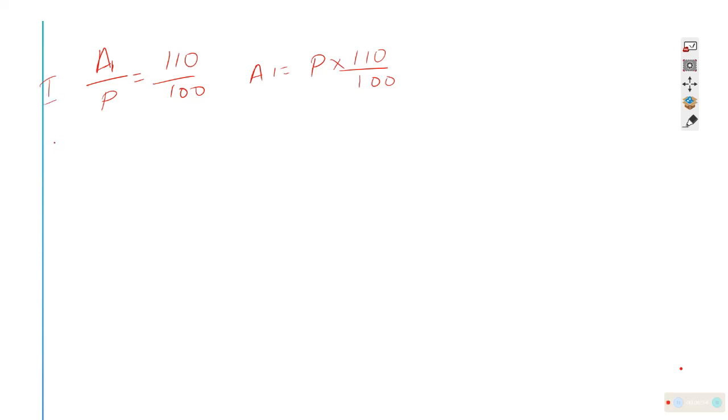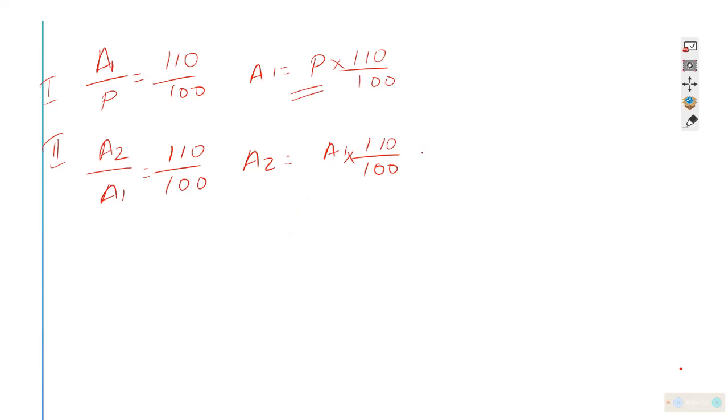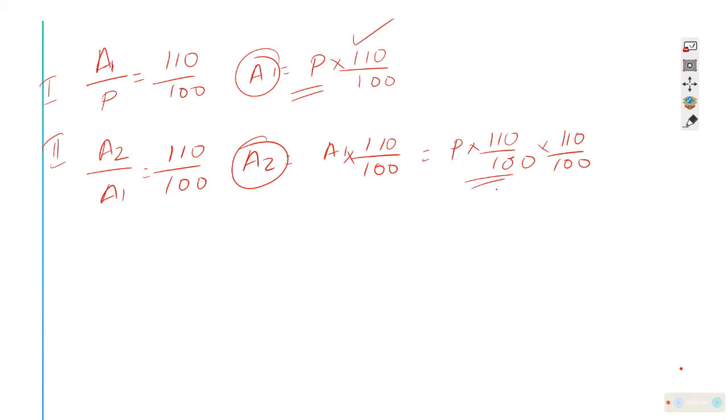If you think about the second year, this became the principal and A2 became the amount, A1 came over here, but the ratio will be maintained. That means A2 is equal to A1 into 110 upon 100. Correct? And A1 is this. That means P into 110 upon 100 into 110 upon 100. This will become the method. Understood? Where we are trying to calculate A2. When it is A1, it is like this. A2 is like this, where this stands for A1 only. Two times this, notice that.